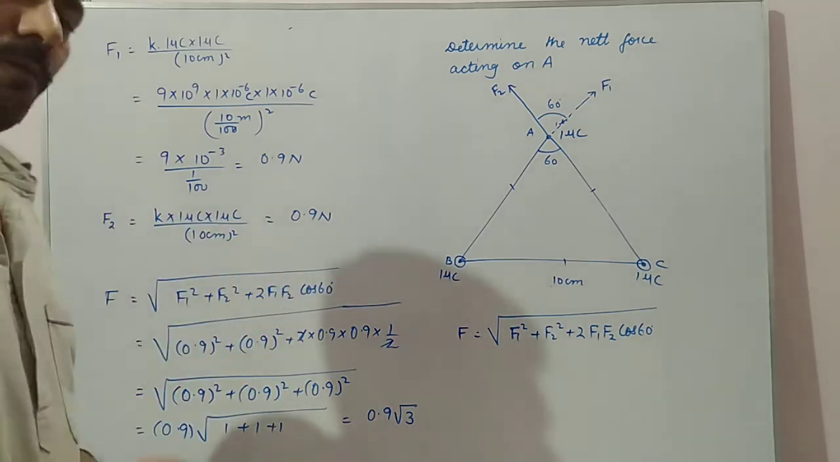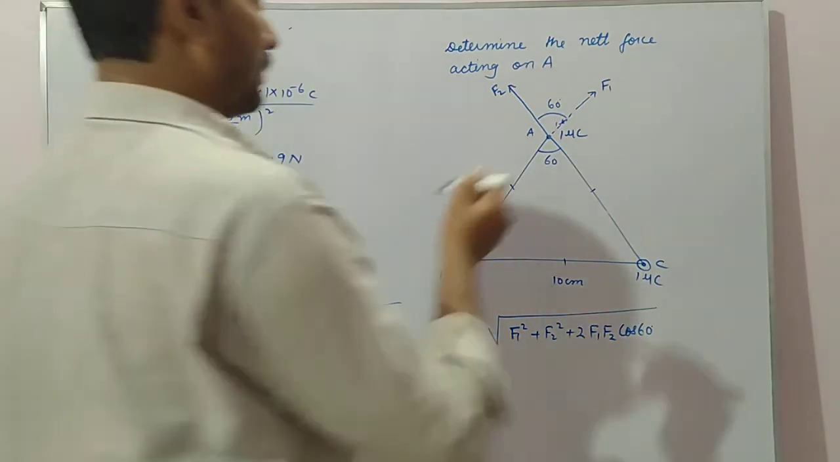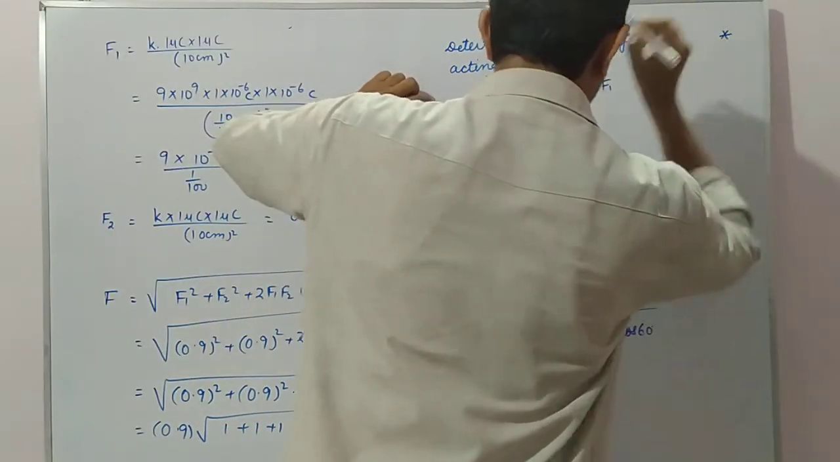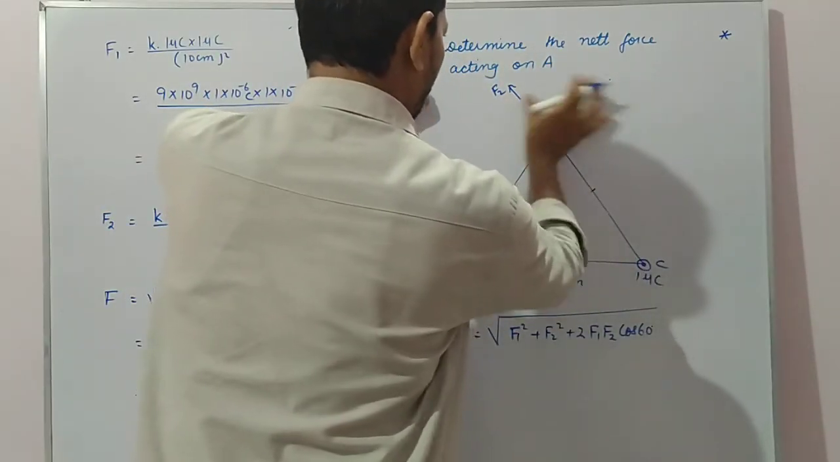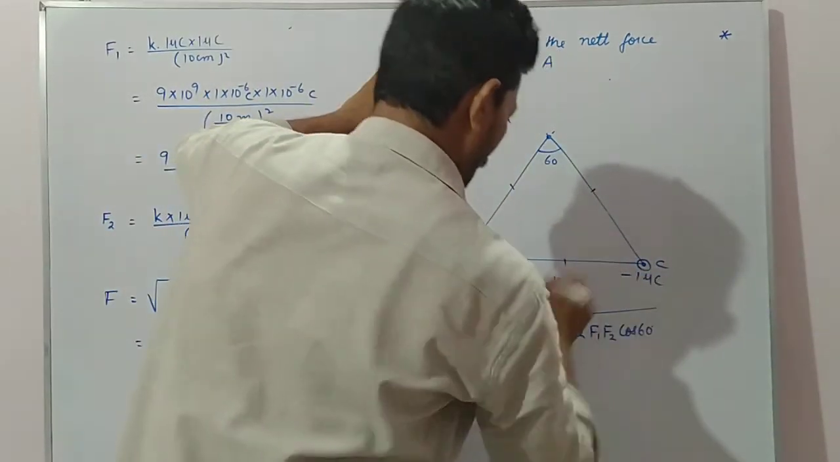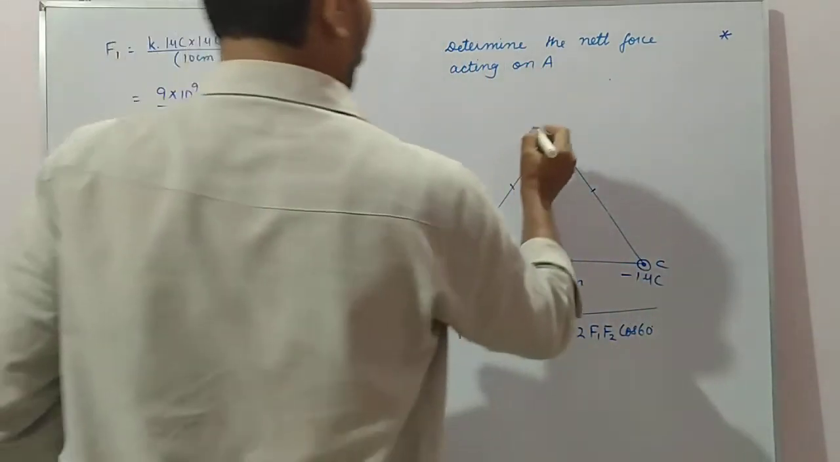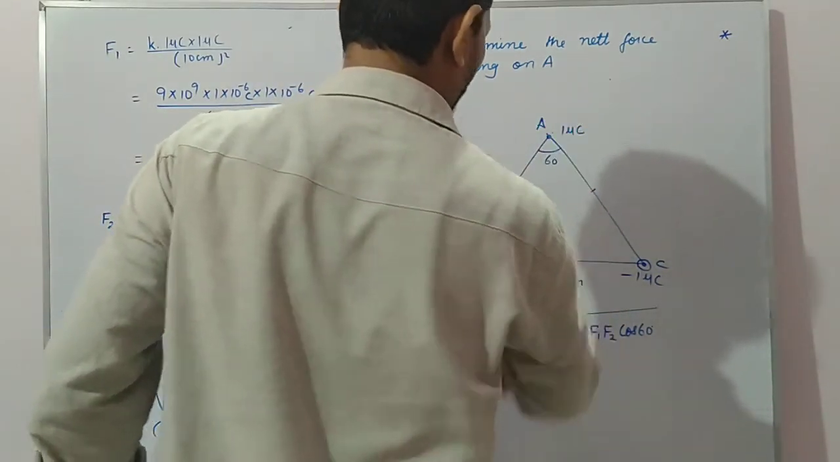Next, one more question we write down. Again, determine the net force acting on A, and the change will be that here it is minus 1 microcoulomb. This one is A, this one is 1 microcoulomb. You have to find the net force acting on A.